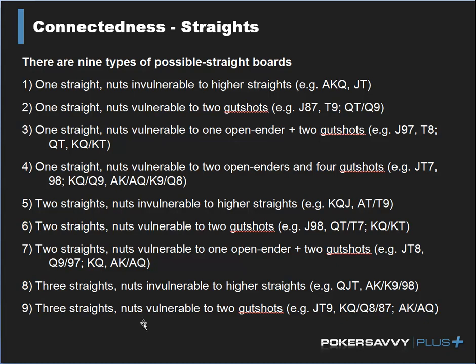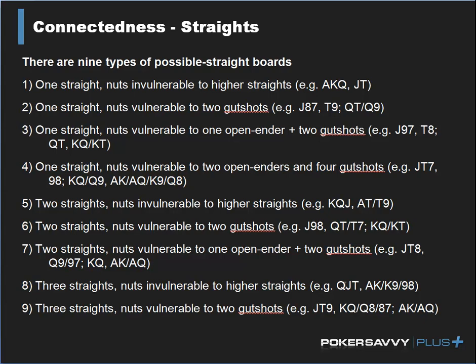The main reason is that if you look at, for example, this extreme case down here, three straights where the nuts is vulnerable to these two gut shots. King queen is the nuts on this board, and then you also have two other straight draws. Your nut straight is going to be fairly strong if it's on a board where there's two weaker straights already possible, and there just aren't going to be very many other higher straights that could be possible. And so this three straight case really falls into these two different categories.